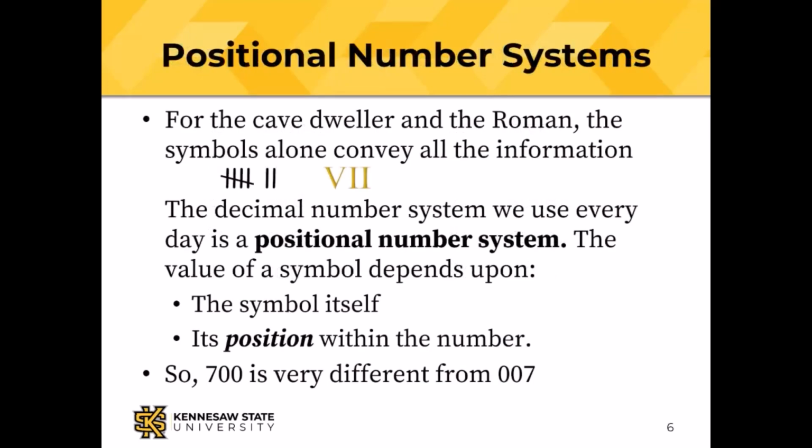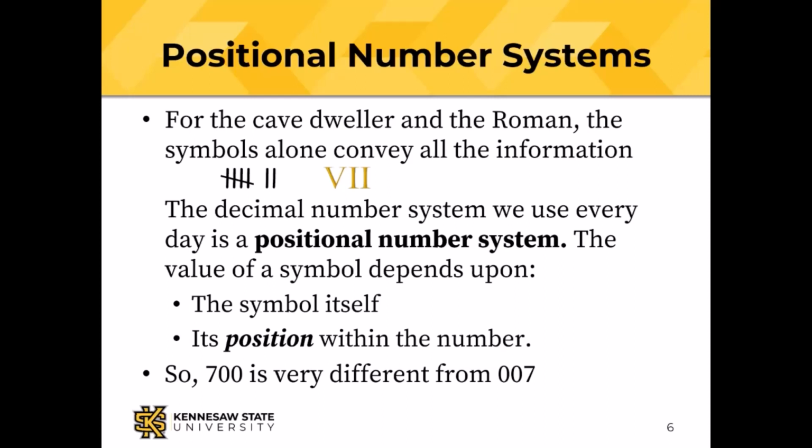With the cave dweller, and mostly also the Roman, the symbol itself conveyed almost all the information. And I hedge with almost because the Romans were this close to inventing a positional number system. They didn't make it, but they got close.